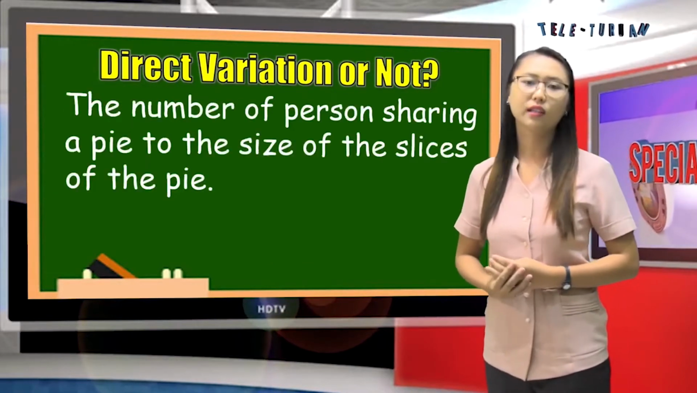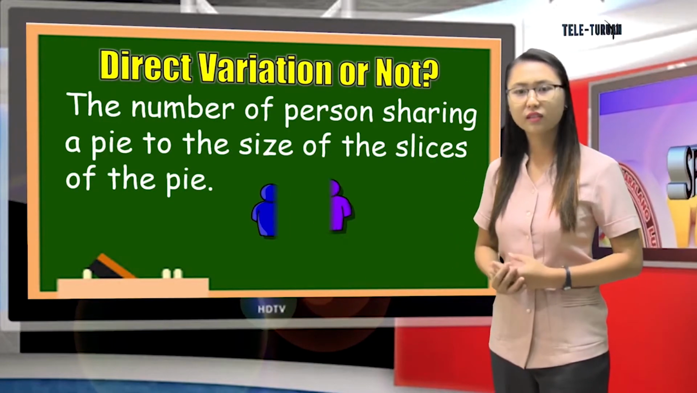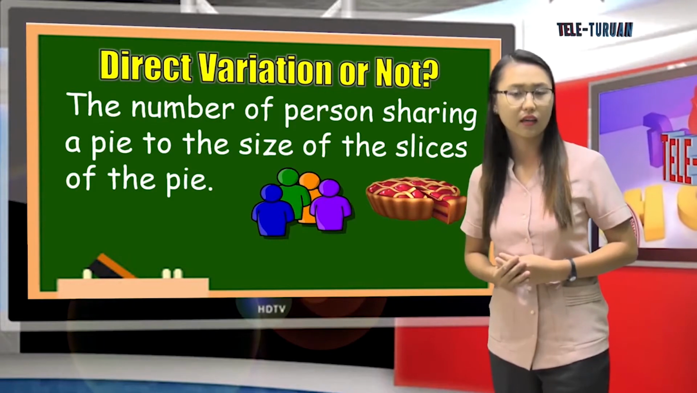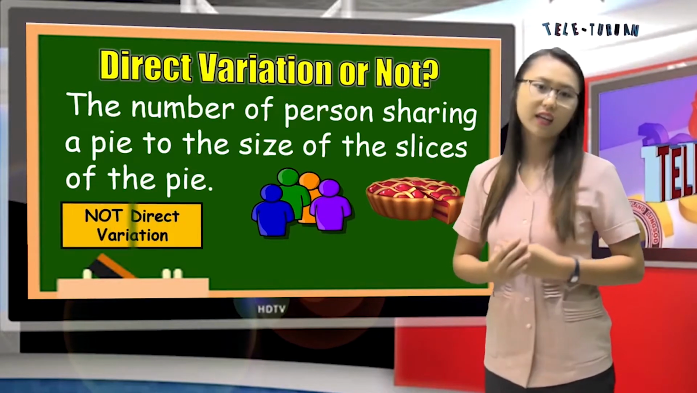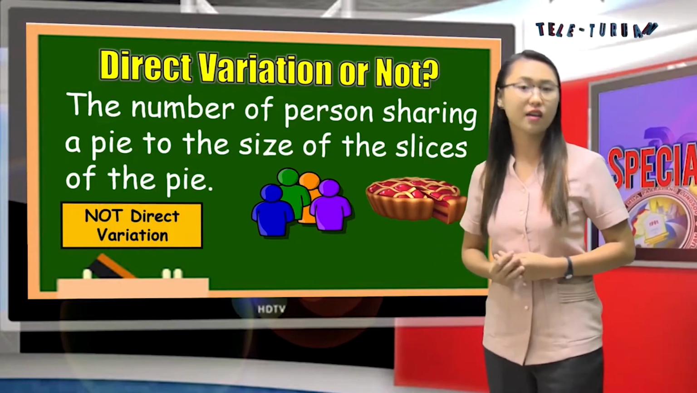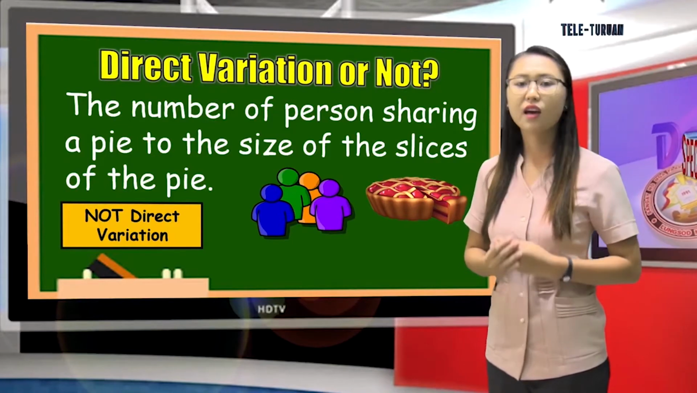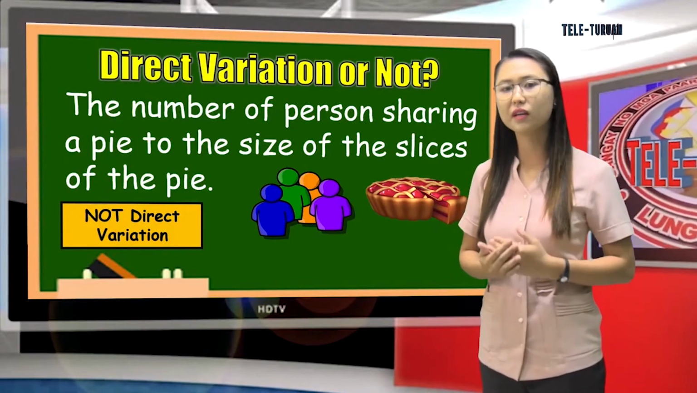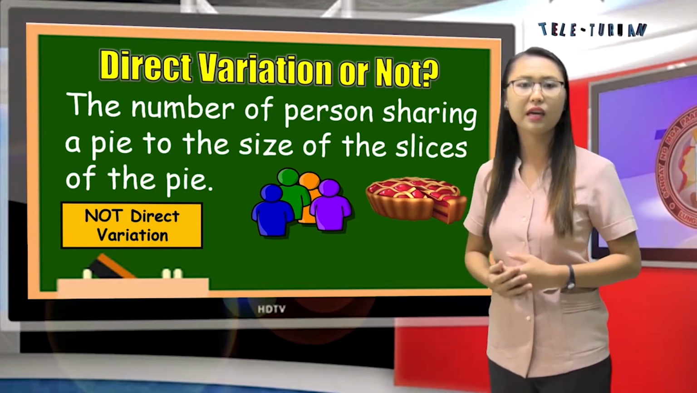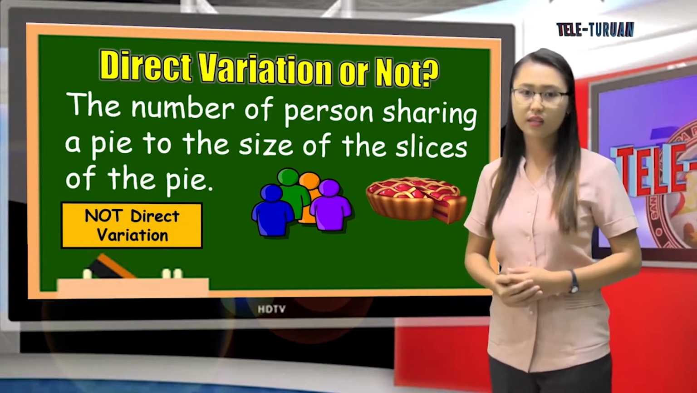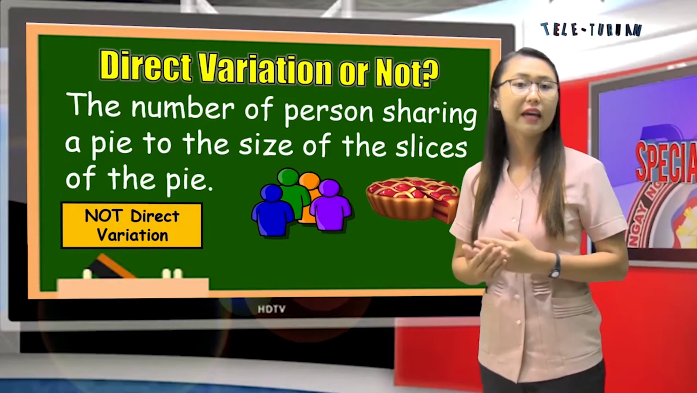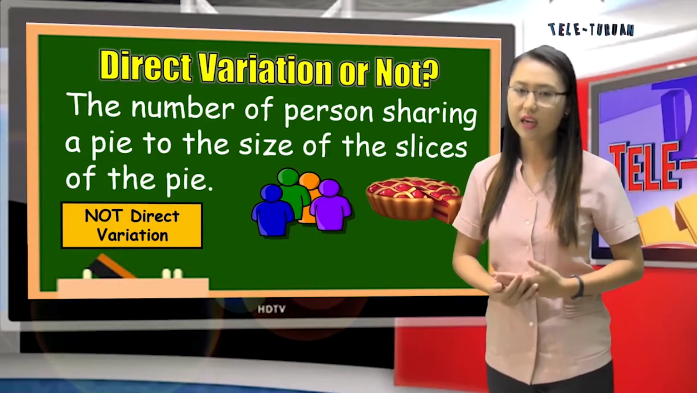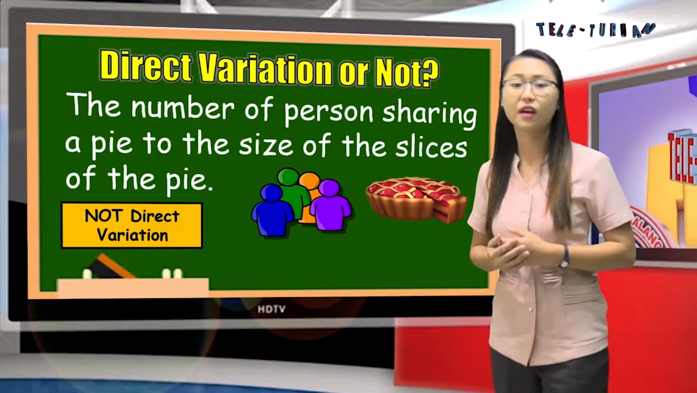How about this one? The number of persons sharing a pie to the size of the slices of the pie. Correct. This is not a direct variation because if there are more persons sharing a pie, the sizes of the slices of the pie will be lessened. In short, more persons, less pie, or fewer persons, more pie. So this is not a direct variation.